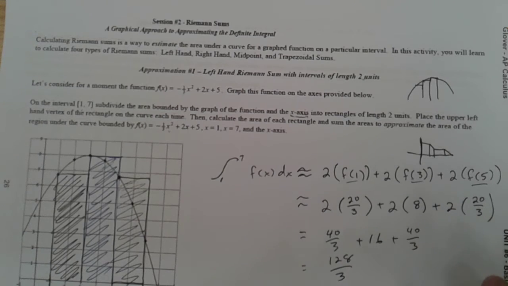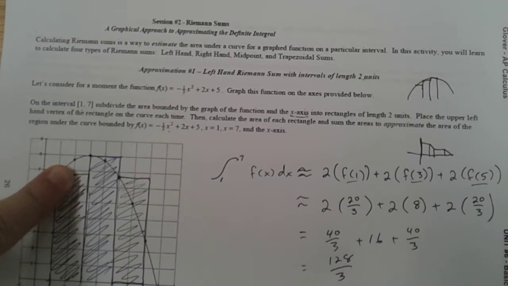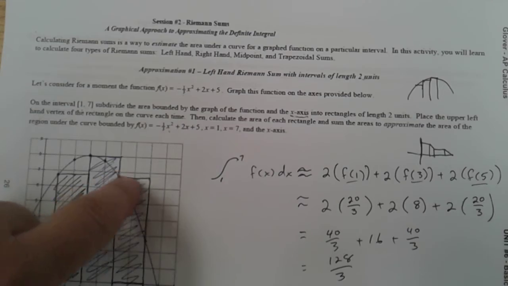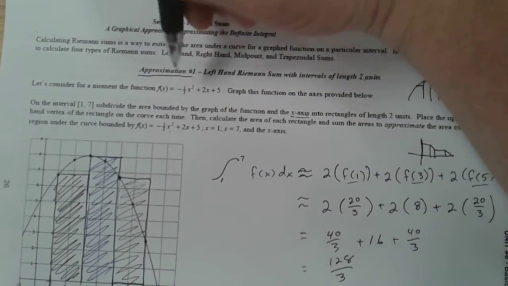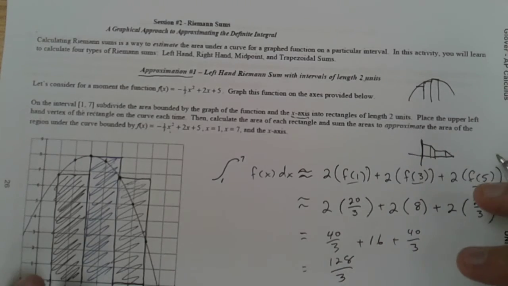So the area under this curve right here is 42.667 approximately. All right. You can see that right here, I'm missing some here, but I had extra here and I have extra here. Again, this is called an approximation. All right, it's a Riemann sum approximation.